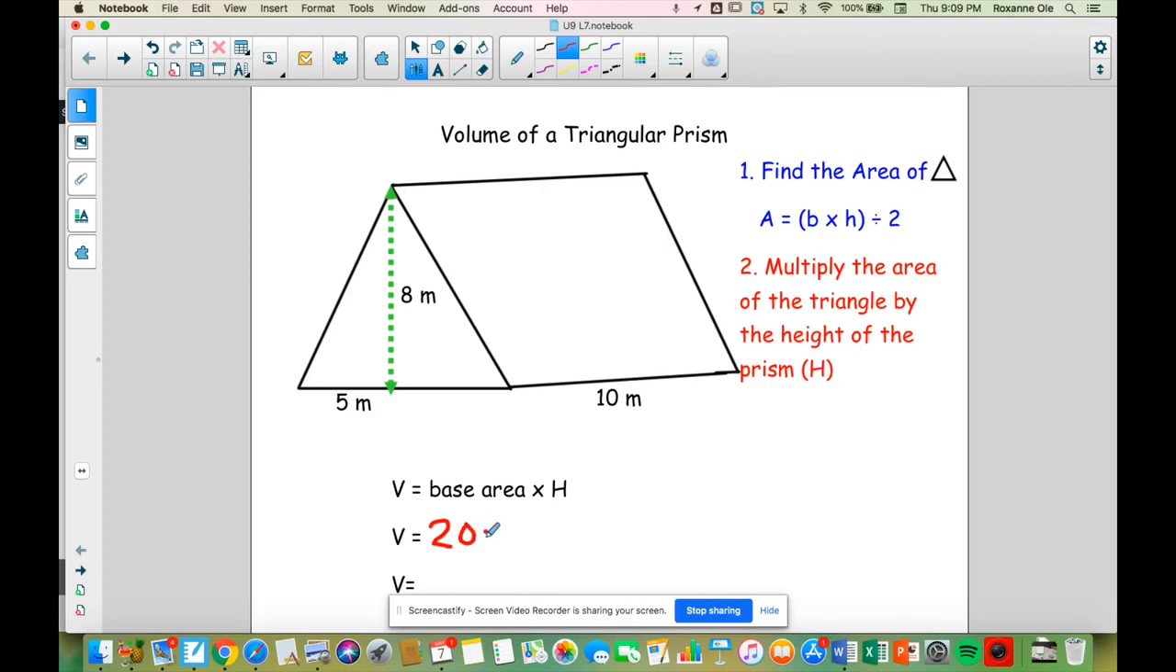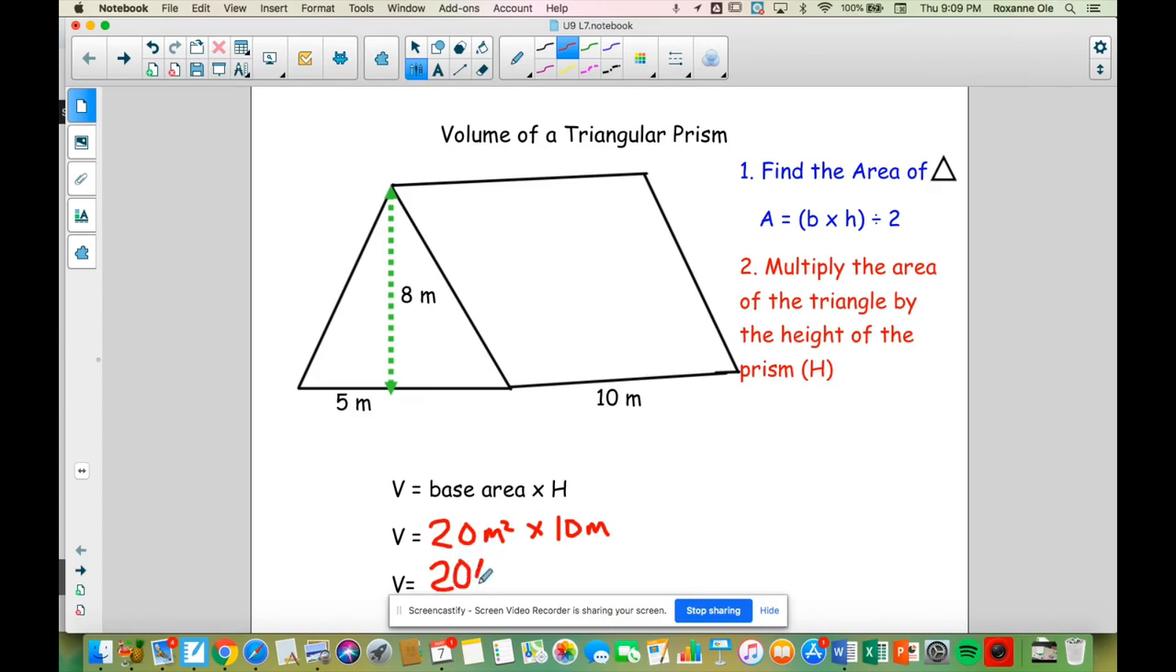And that is meters squared. Now we're going to multiply that by the height of the prism. So this length here, or height of the prism as they call it, is 10. And that is just regular meters. It's not meters squared, just meters. Okay? So now we have 20 times 10, which is 200.